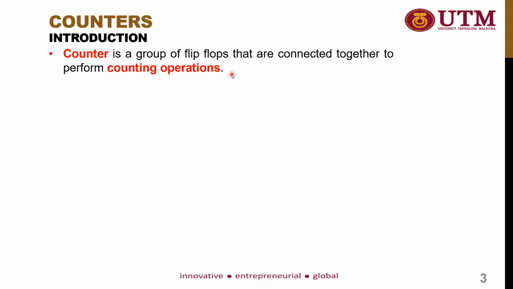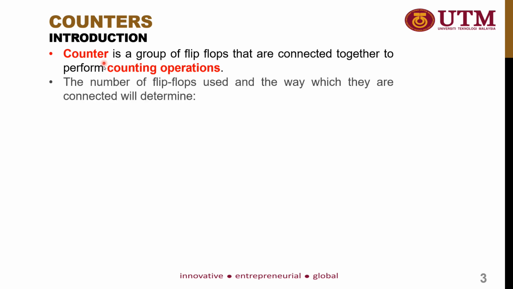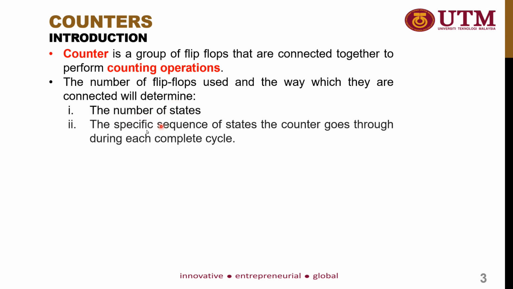As usual in our daily life, we are used to counting things. For example, we want to count the number of machines, or the number of tests that we have. 1, 2, 3, 4, and 5. But what about in digital electronics? In digital electronics, the counting work is done by the counter. The number of flip-flops used and the way in which they are connected will determine the number of states and also the specific sequence of states the counter goes through during each complete cycle.